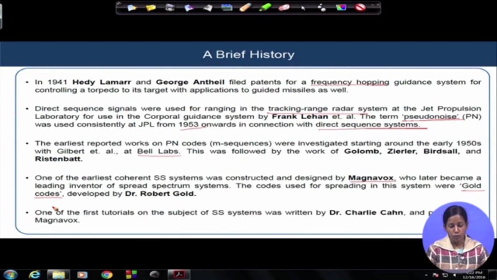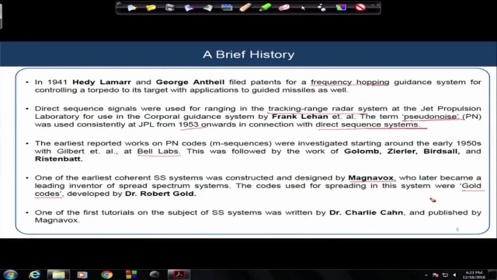And the first tutorial on spread spectrum communications in the literature was written by Dr. Charlie Chan, and it was published by Magnavox. So, this is the brief history, to know who filed the first patent, where the design of the sequences came from, and when the first such system was designed. Remember, Bell Lab took a pioneering role in research in this field.